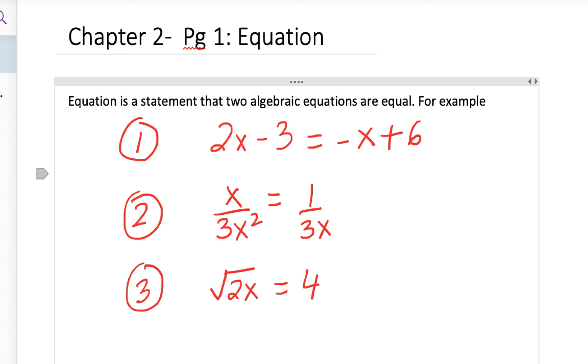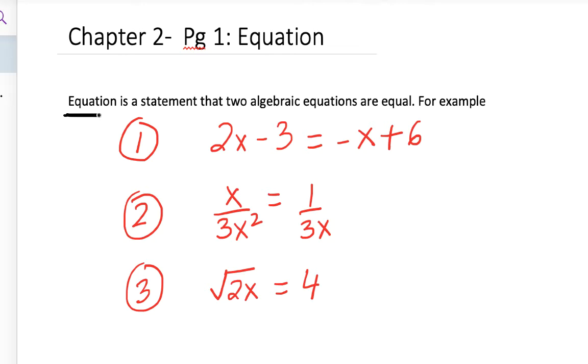Hello everyone. Today we are going to start with chapter 2, solving equations and inequalities. We're going to first look at section 2.1. In section 2.1, we are going to look at linear equations and problem solving. The first thing we need to know is what is an equation.